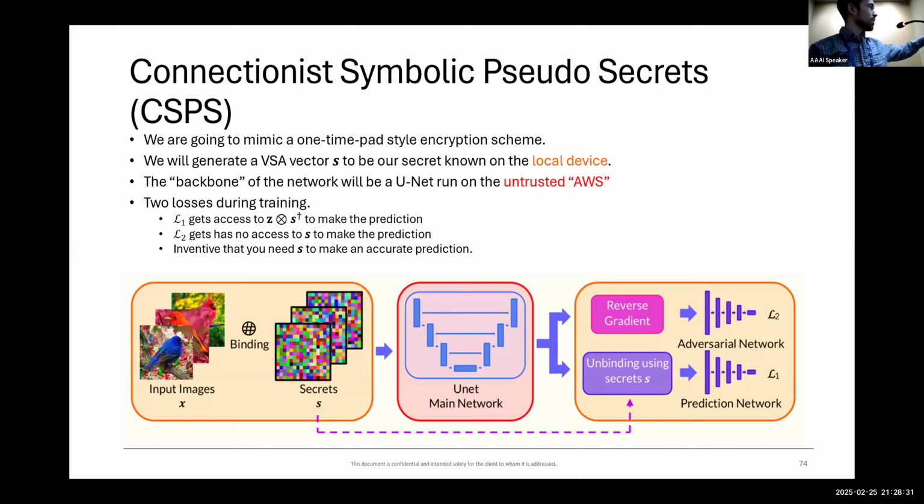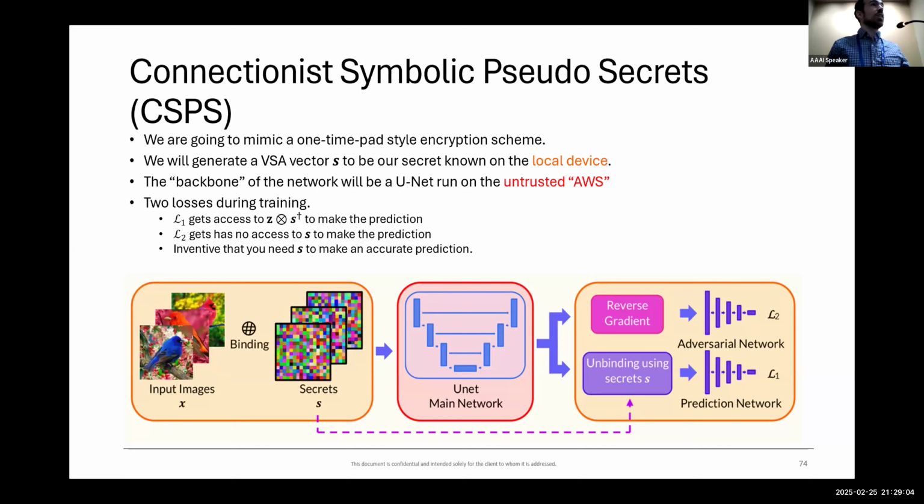We have a UNet network that is sort of the backbone that does the feature extraction. And then when we're training, we have two losses. One loss, we compute by first unbinding our secret, and we have a little teeny tiny network that just quickly makes the prediction. Because again, we want the third party to do the majority of the compute work. Otherwise, there's no point.